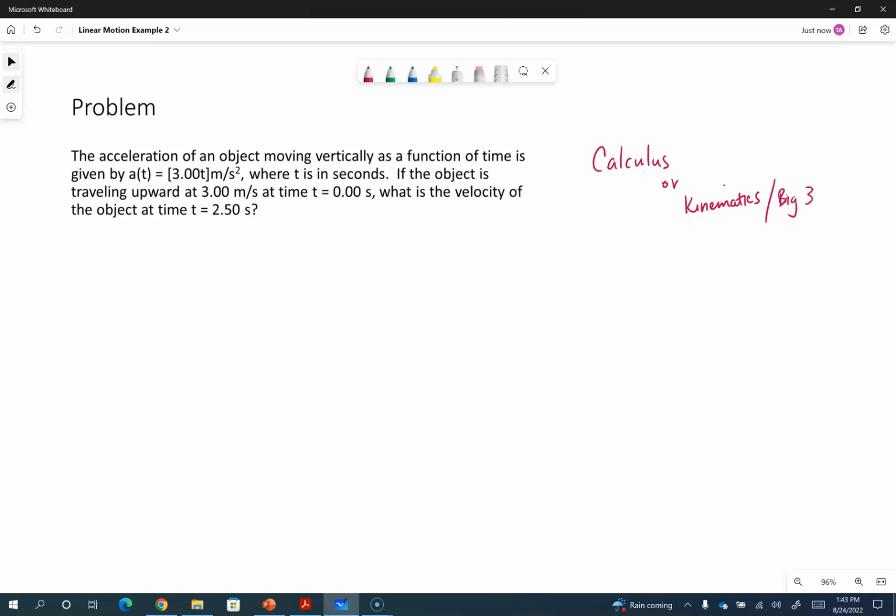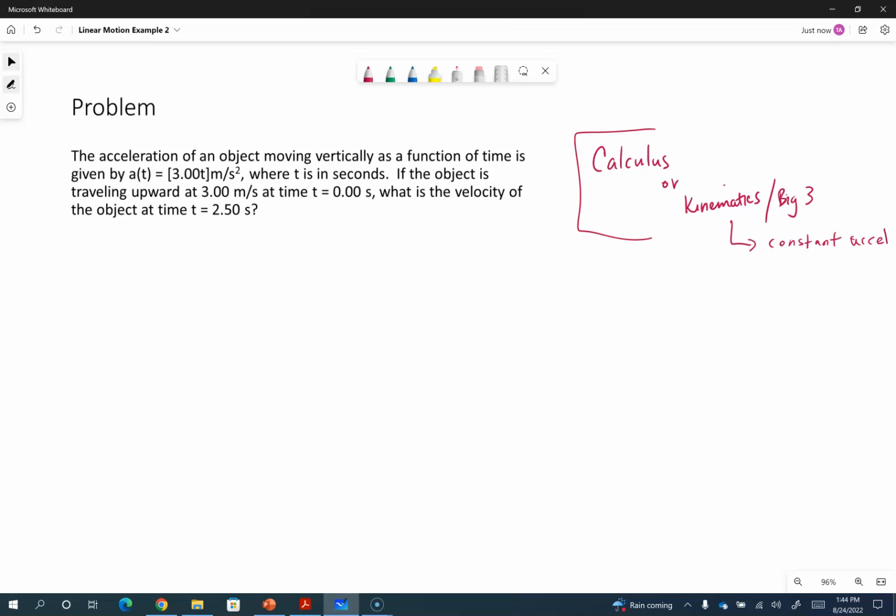Whenever we're going to solve problems involving linear motion, we need to decide if we need to use the calculus relationships, meaning velocity is the derivative of position, acceleration is the derivative of velocity with respect to time, or if we're going to use kinematic equations, the big three. Again, for kinematic equations, we have to know if the acceleration is constant or not. Calculus relationships are always valid.